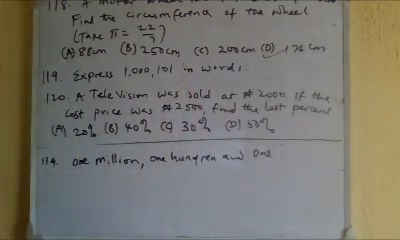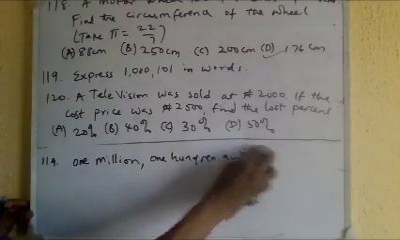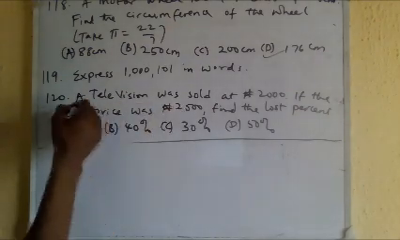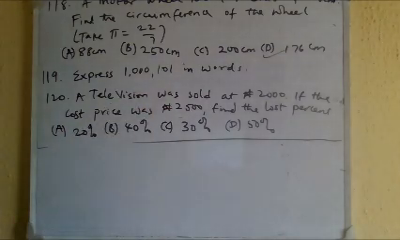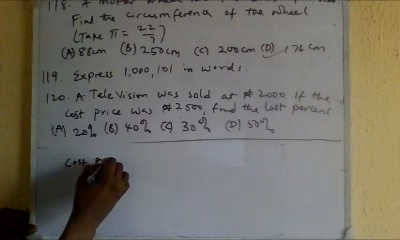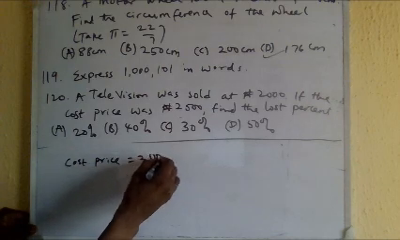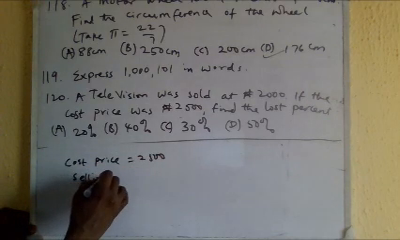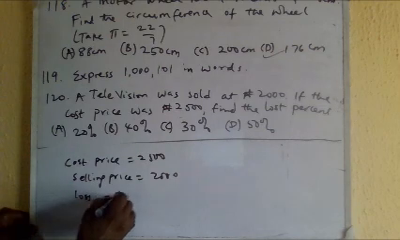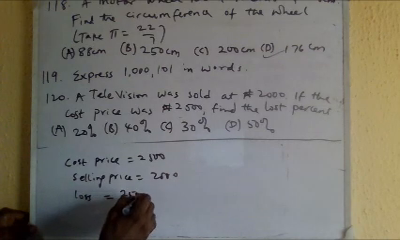So number 120. It says a television was sold at 2,000. If the cost price was 2,500, what is the percentage loss? So they bought the television at a higher price and sold it at a lower price. So the difference is the loss, right? So this cost price is 2,500. Selling price is 2,000. So loss is cost price minus selling price, 2,500 minus 2,000, which will give me 500.